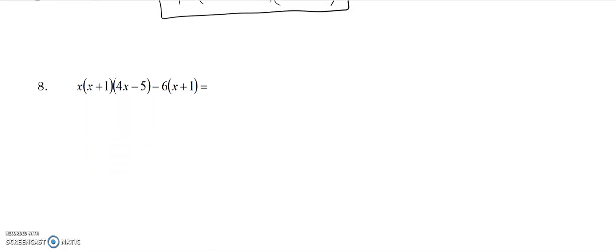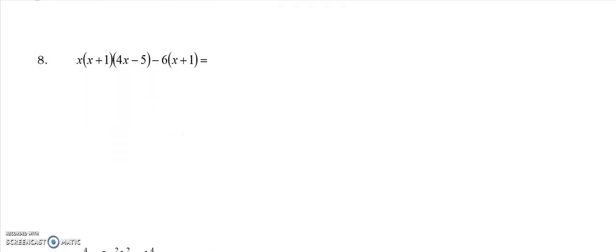Okay. Looking at number 8. Now this is actually two terms. This whole thing is a term. This whole thing is a term. So they actually have something in common: x plus 1. So that is my GCF. I'm going to factor out an x plus 1.